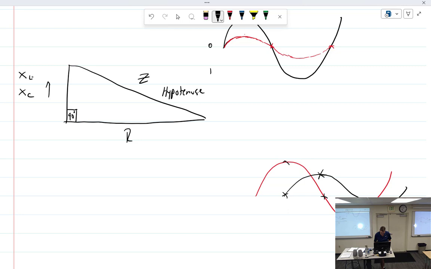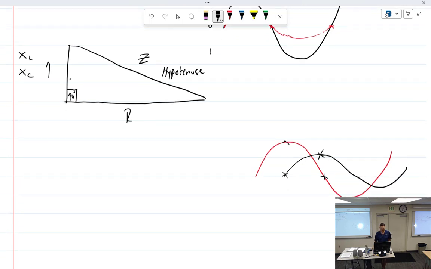And I don't remember if I spelled that right. Let me see. Hypotenuse. Hey, I got it right. Hypotenuse. So this right here is the hypotenuse. And that's the important thing to know. And I'll draw another one here.